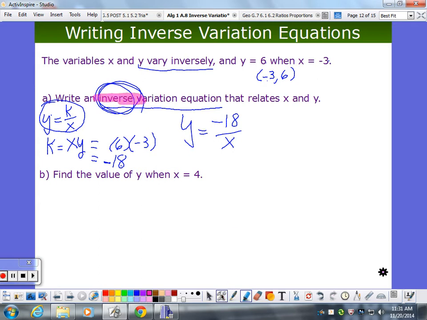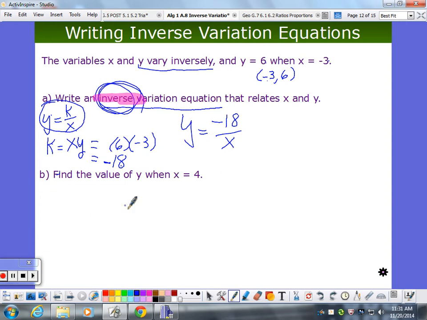Yes? Why didn't you do 6 equals negative 18? You could. So let's say you did that: 6 equals k over negative 3, with no variable. But I want the general rule. That's just an example. I know 6 is negative 18 over negative 3, but that's not an inverse variation equation. I want to be able to do part B, which says I have another x value and I'm trying to find the y that goes with it. So I'm looking for that equation with x's and y's.